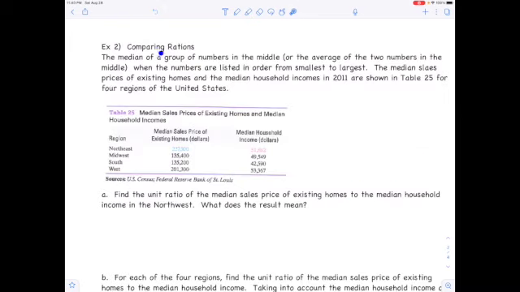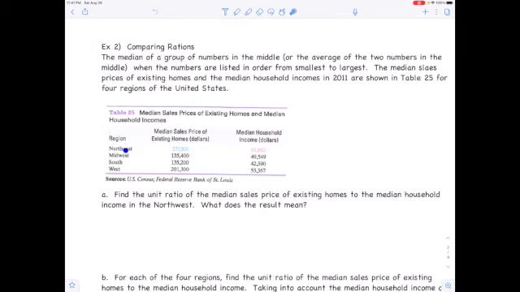Example number 2, comparing ratios. The median of a group of numbers is the middle number or the average of the 2 numbers in the middle when the numbers are listed in order from smallest to largest. The median sales price of existing homes and the median household income in 2011 are shown in the table for 4 regions of the United States. Here is the table. Letter A, find the unit ratio of the median sales price of existing homes to the median household income in the Northeast. What does that result mean?